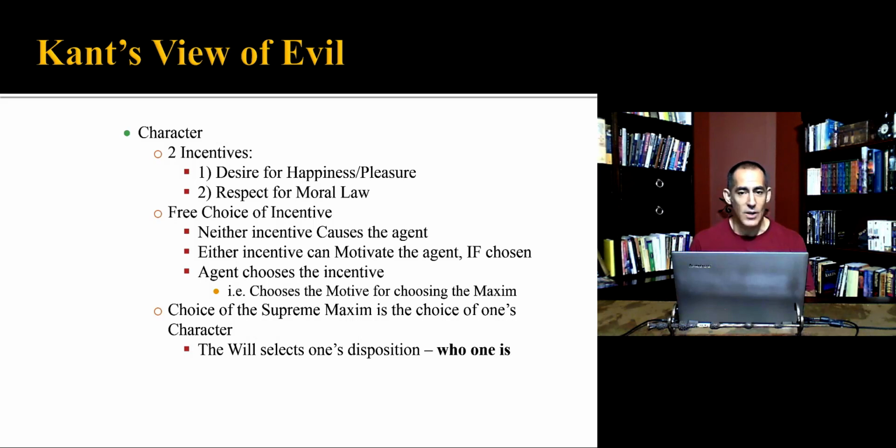The two incentives, as we keep saying over and over again, are our desire and our respect. Our desire for happiness, our respect for the moral law, and we have to freely choose between those motives. And the choice of the supreme maxim is actually the choice of your character. What we ultimately want to do is build into our character the respect for law.